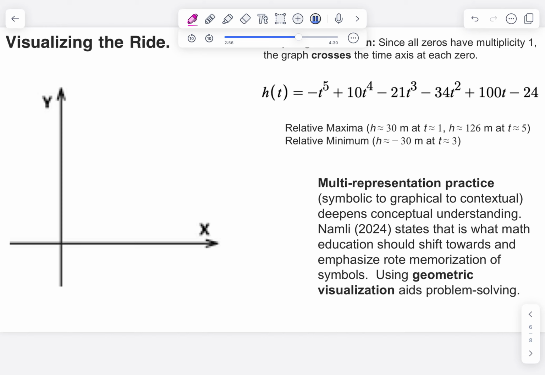Because all factors appeared only once, every real zero has multiplicity 1, meaning the graph crosses the time axis at those points. Use end behavior to sketch the rest of the function. After substituting in valid points to find relative max and min, we can then get a better sketch of our roller coaster section. We see that the first peak reaches about 30 meters, a dip below ground near -30 meters, and a massive peak near 126 meters.